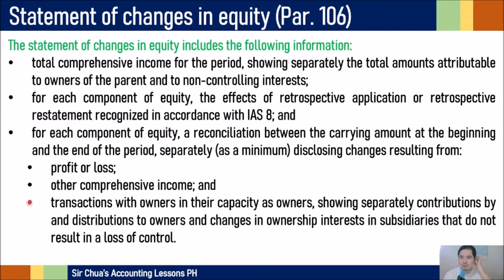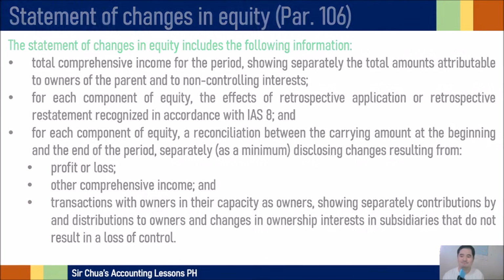So, issuance of share capital, then our dividends. Contributions by owners, that's it. Or distributions to owners, those are the dividends. So basically, we should present in our Statement of Changes in Equity the beginning balance, then the effect of different transactions that can affect equity, like your net income and OCI, and issuance of share capital and dividends. And of course, we have other examples later.